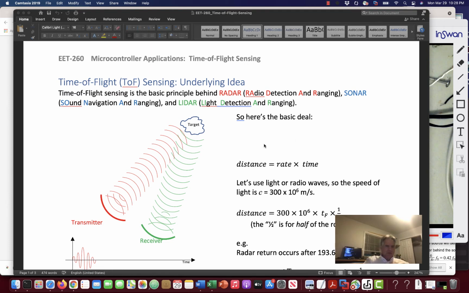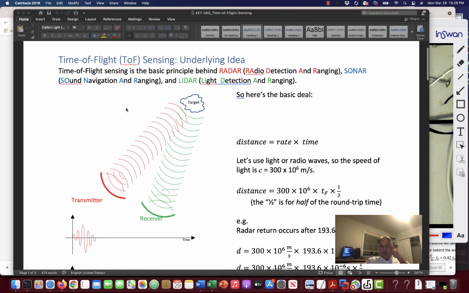Welcome back to EET 260 Microcontroller Applications. We're going to talk about time of flight sensing, which you will do with your ping sensors and your BASIC Stamp boards.